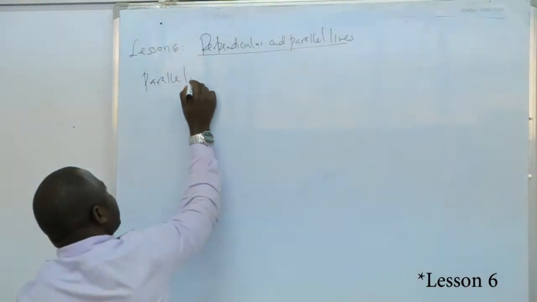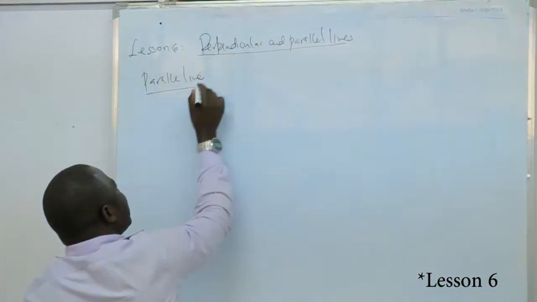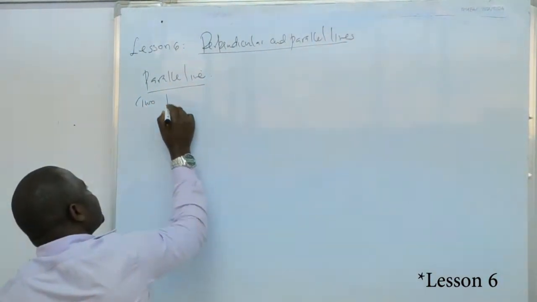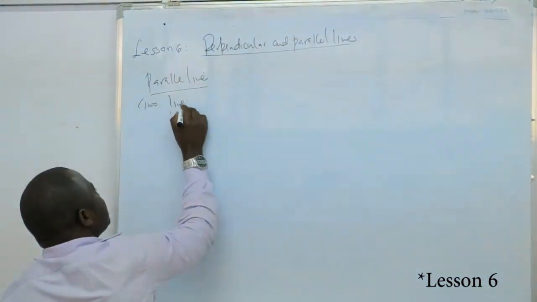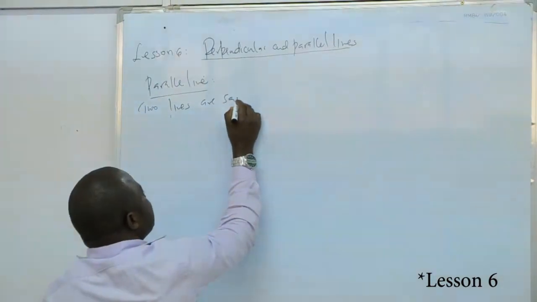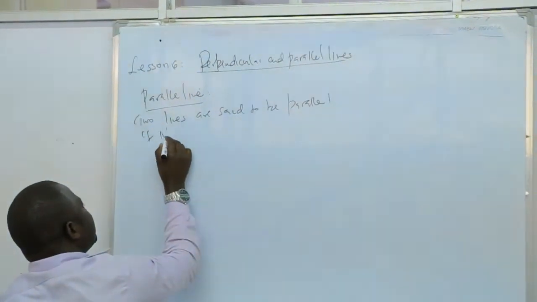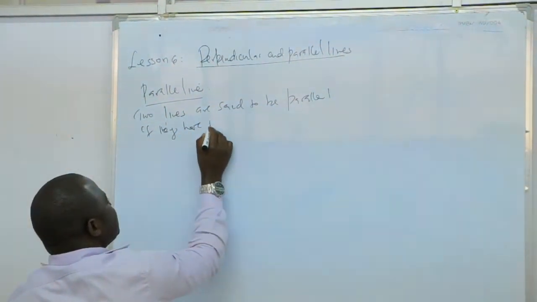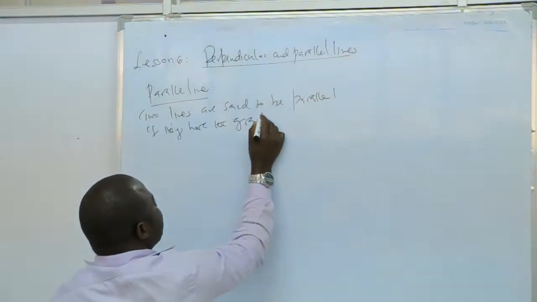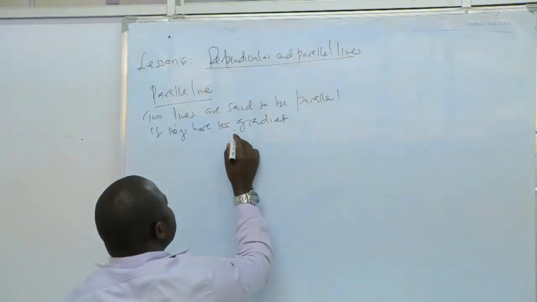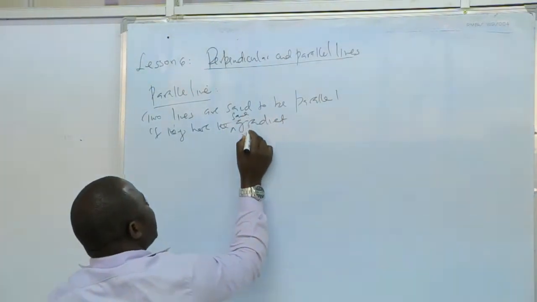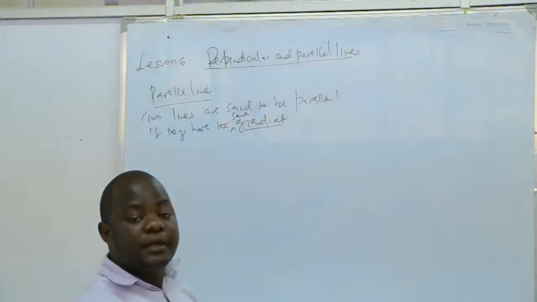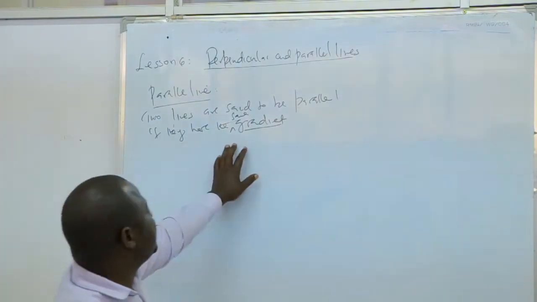So parallel lines. Two lines are said to be parallel if they have the same gradient. So the gradient must be the same. Then that's when they must be parallel.